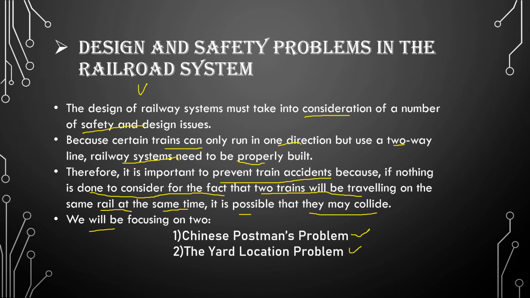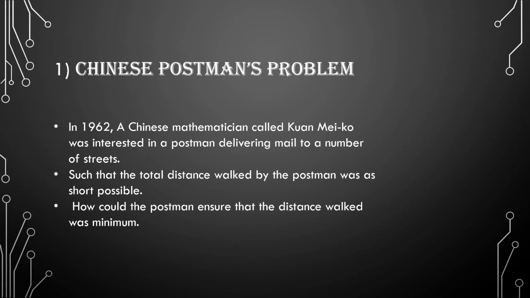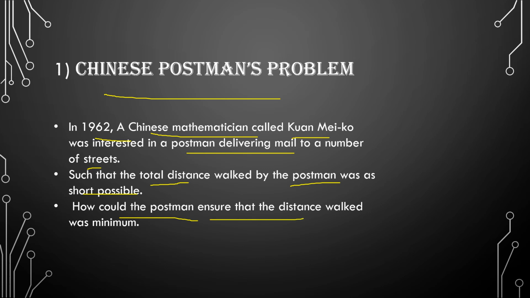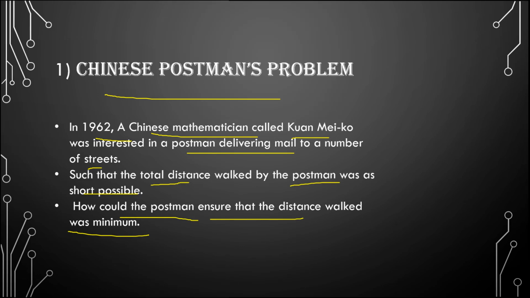Okay, let us move towards the next one. So that is the Chinese postman problem. In 1962, a Chinese mathematician called Kwan Mei-Ko was interested in a postman delivering mail to a number of streets, such that the total distance walked by the postman was as short as possible. How could the postman ensure that the distance was minimum? So that was our first goal in the Chinese postman problem. We will see that solution before we move to the second problem.